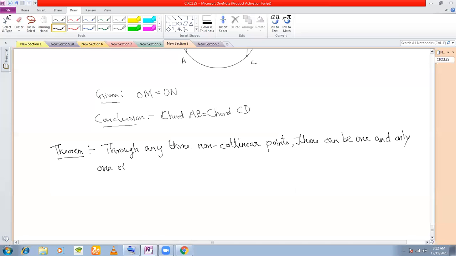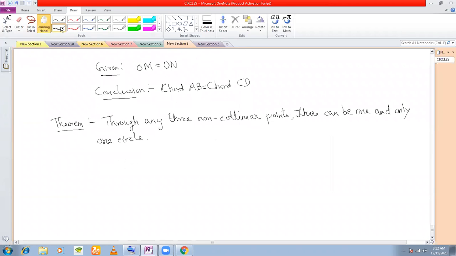Why the one and only one circle? Why this kind of language? Because the circle will be unique. Okay, only one particular circle, and no other circle can be drawn. So that is the last theorem. But here the deductions from this theorem are important.